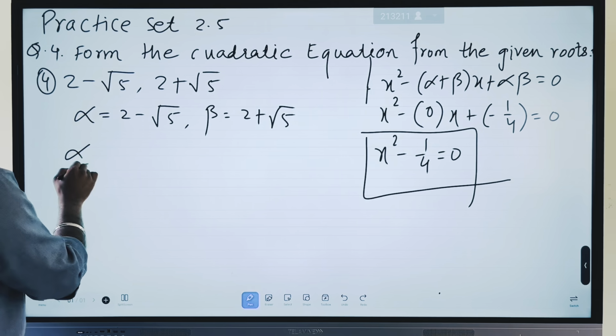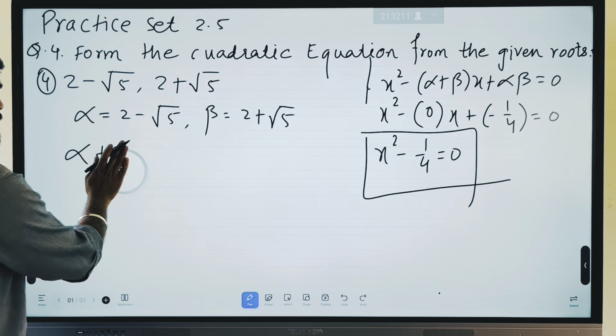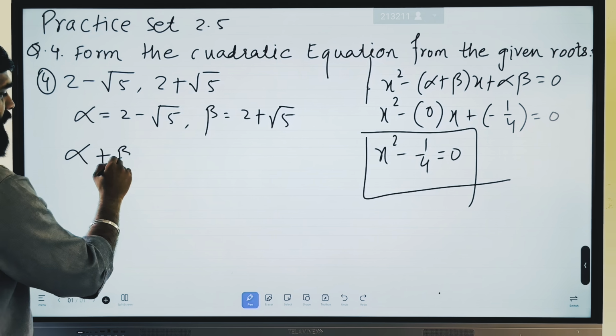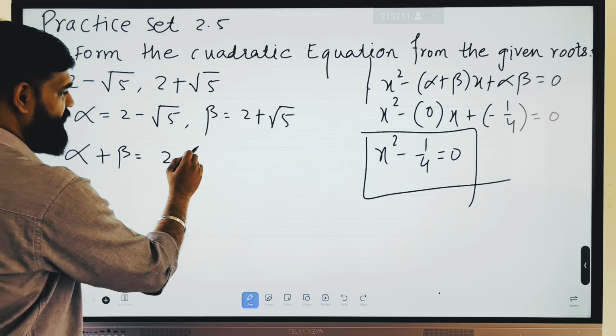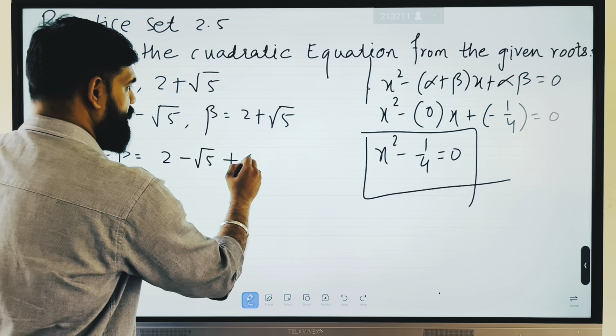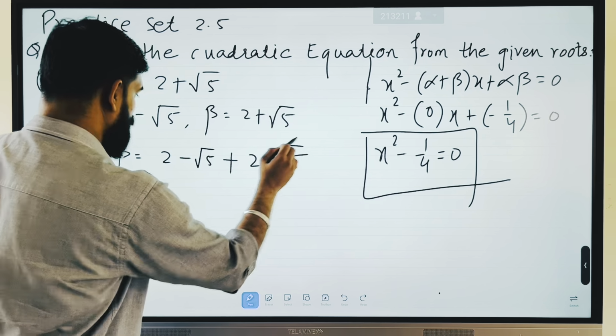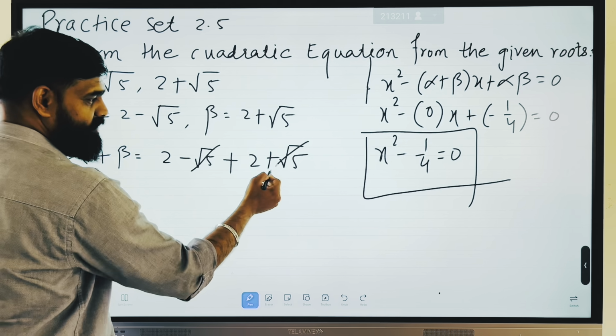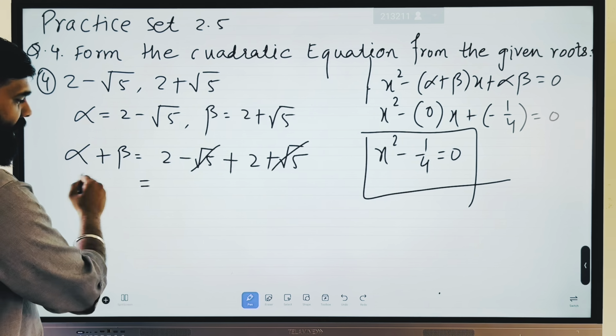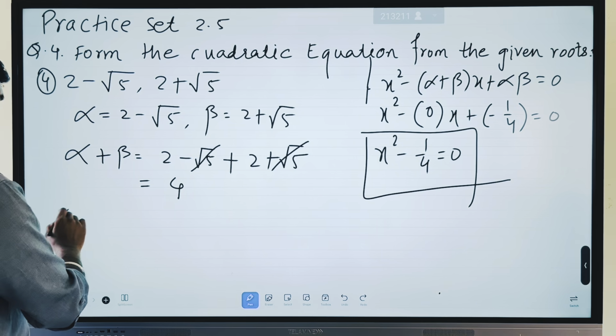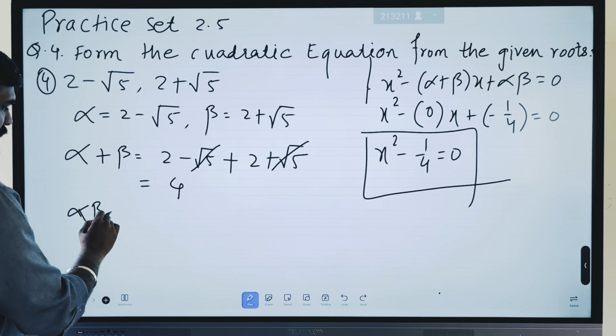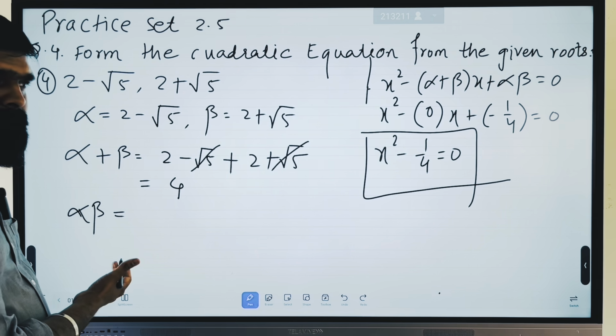So we have to add these roots, alpha plus beta. Alpha plus beta, we will get 2 minus root 5 plus 2 plus root 5. So minus root 5 and plus root 5 will get cancelled. Alpha plus beta will be 4. Now let us find alpha into beta, the product of the roots.